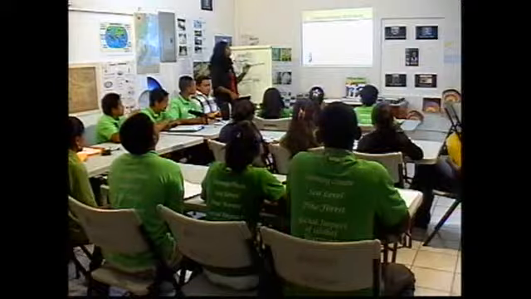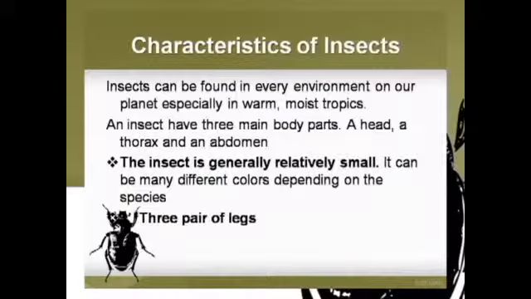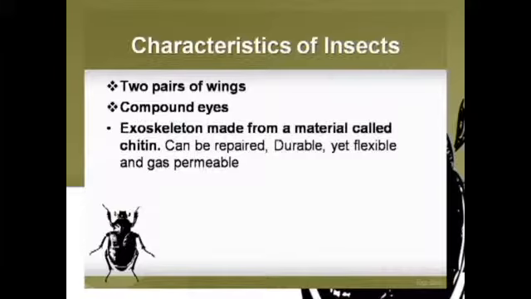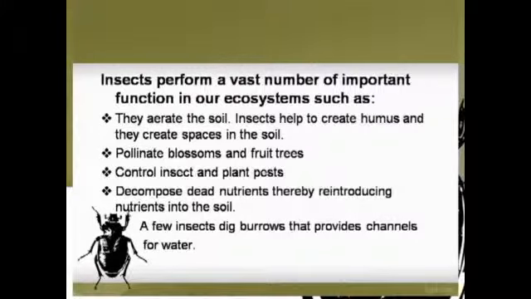Thanks for trying, students. Now, what we have found based on research is this, students, insects can be found in every environment on our planet, especially in warm tropical areas. An insect has 3 main body parts: a head, a thorax, and an abdomen. The insect is generally a small creature. It can be many different colors depending on the species. It has 3 pairs of legs, 2 pairs of wings. Insects are known to have compound eyes and an exoskeleton, meaning that insects are invertebrates. They are cold-blooded creatures.